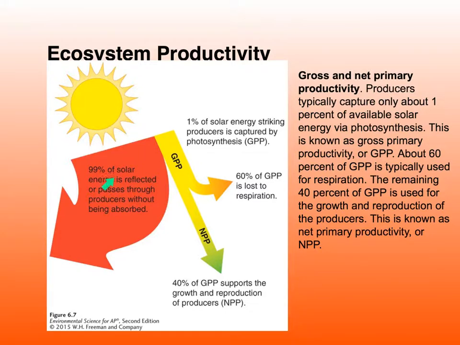So this gives you an idea, when we start talking about energy production later on, that we have quite a ways to go before we start tapping out even our ability to harness energy with solar panels, right? Because 99% of it's reflected back into space, or it passes through producers without being absorbed, if they have any sort of translucency or they're not completely opaque. That's what happens, all right? So just keep that in mind.